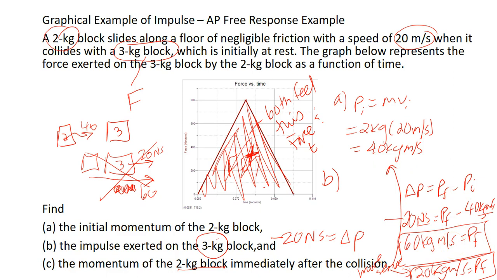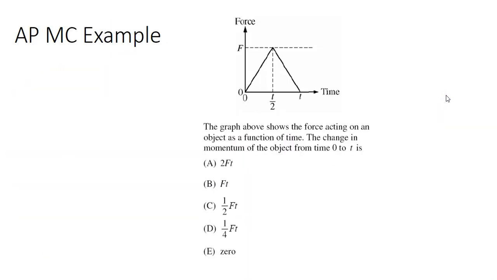If given the situation, regardless of whether or not the graph is right or wrong, I would do it that way, because that's the correct way of doing that. So you'll see this on the AP. So this is just another AP example of this. Same thing, you're finding the area underneath the curve for the impulse. So finding the change in momentum is the same as impulse.